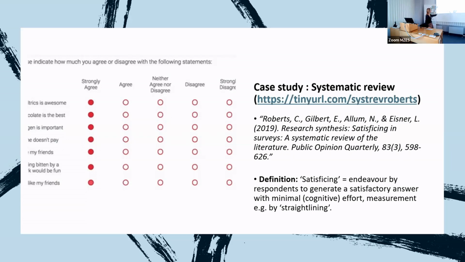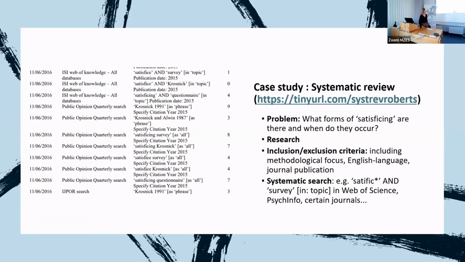And then she made one part on extreme responding, one part on midpoint responding, and one part also on time measures in online questionnaires and so on and so forth. What she then presented were, for instance, all the papers she included in this study, and also the search strategy. She searched somewhere in June in one of the journals, which is Public Opinion Quarterly, and these are the search terms she used. So she made it really transparent.